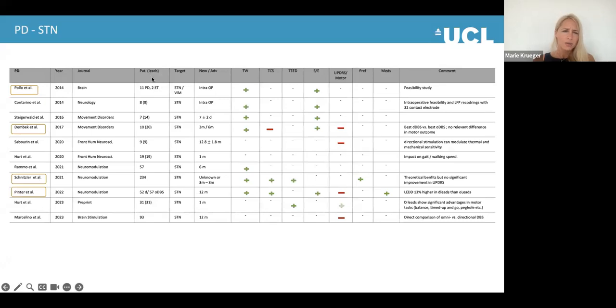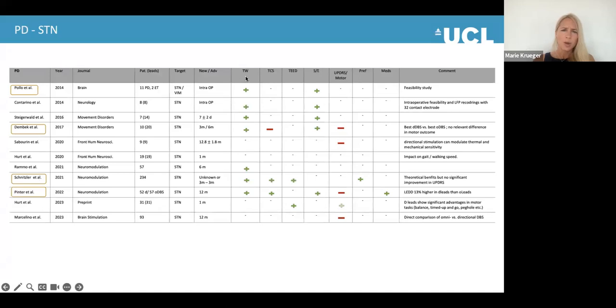The other thing to keep in mind is that the numbers are very, very small. We have sometimes only 8 or 7 patients in these studies. There is one study that has 234. That's the biggest number of all. So I'm going to go a little bit more into detail on this paper.